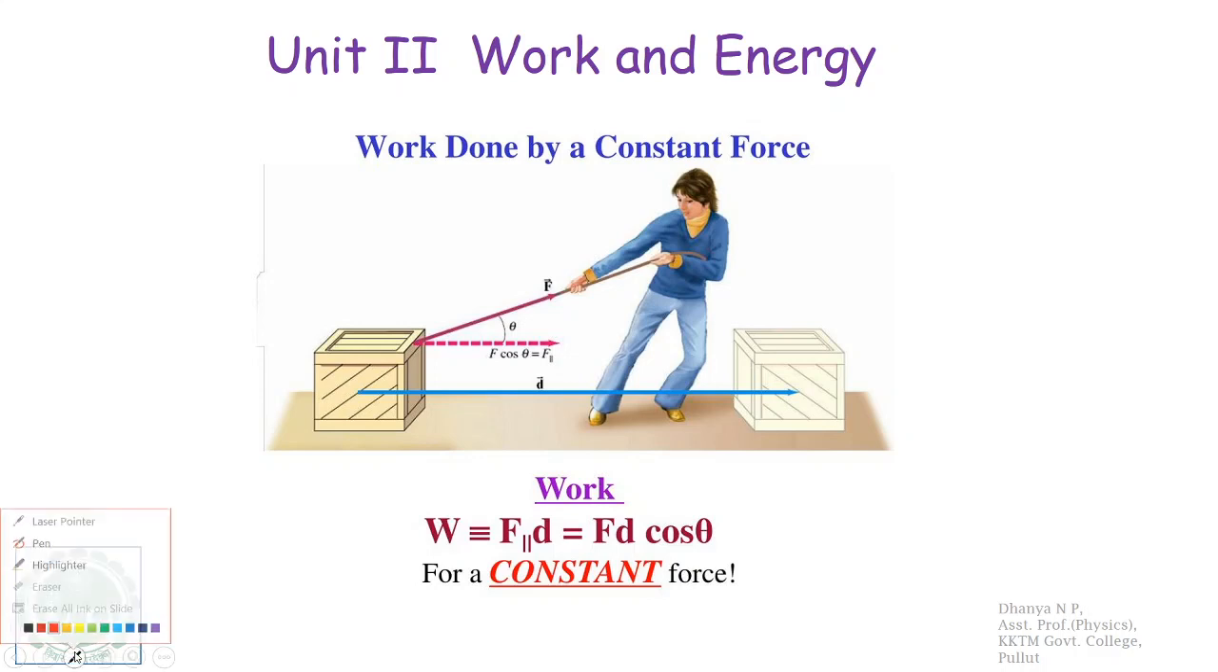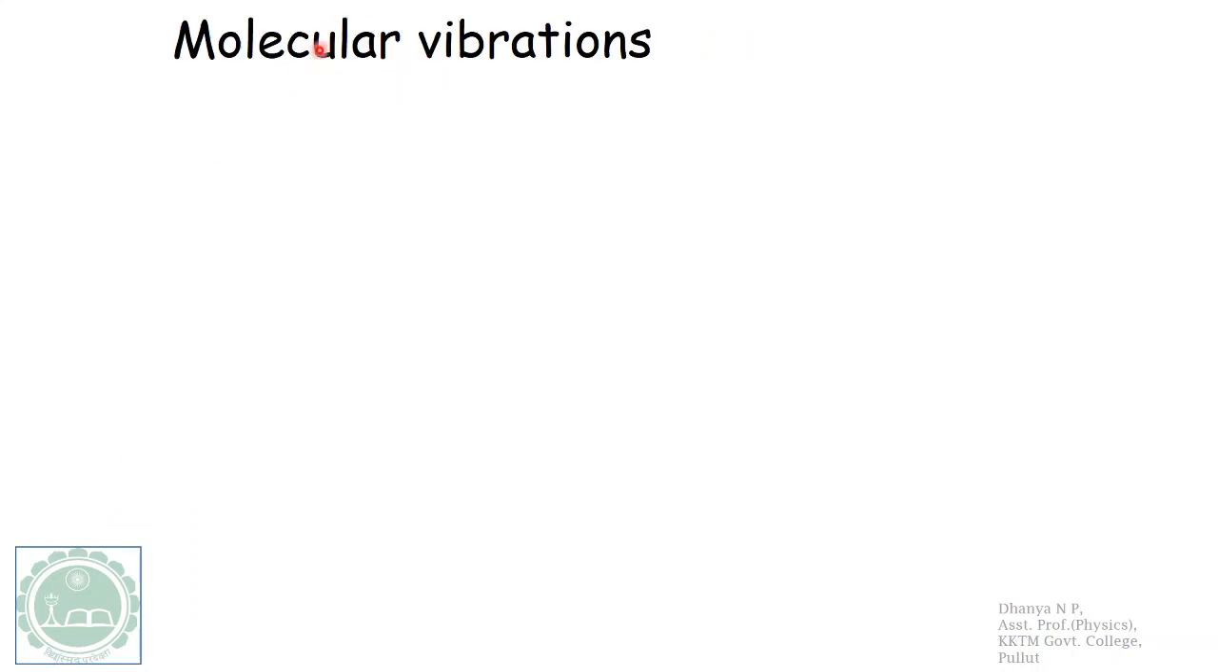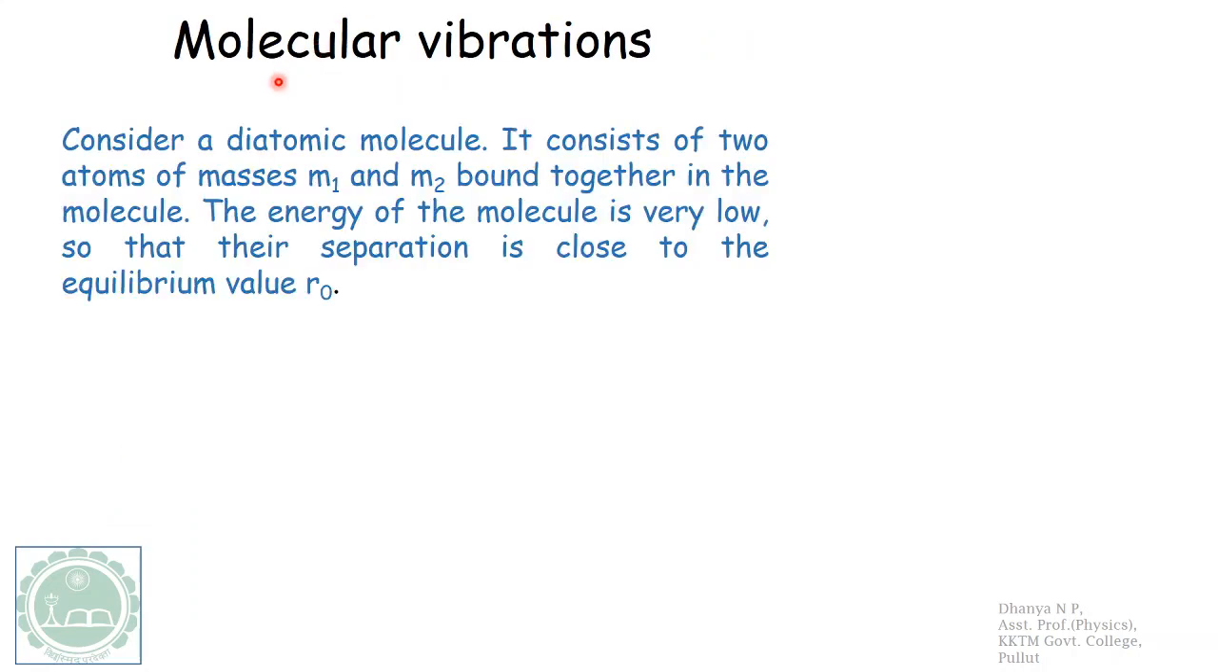Unit 2: Work and energy. Last video, molecular vibrations. Consider a diatomic molecule. Diatomic means in a particular molecule there will be two atoms. It consists of two atoms of masses m1 and m2 bound together in the molecule. And the energy of the molecule is very low, so that their separation is close to the equilibrium value.